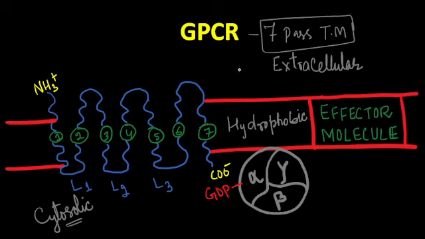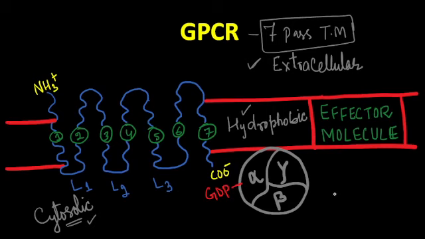GPCR has basically three domains. The first domain is extracellular. The second is transmembrane, or we call it the hydrophobic domain. And the third domain is cytosolic. In the cytosolic domain, we have three loops, that's L1, L2, and L3. So first of all, we have here the three domains, and we have here the 7 pass transmembrane protein.